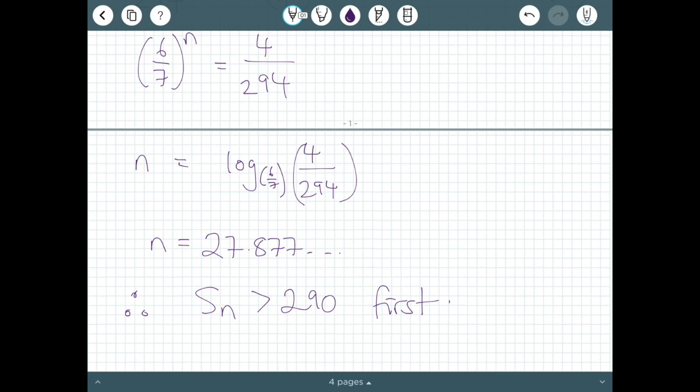first when n equals 28. And that's how you'd end up with the 4 marks for that question.